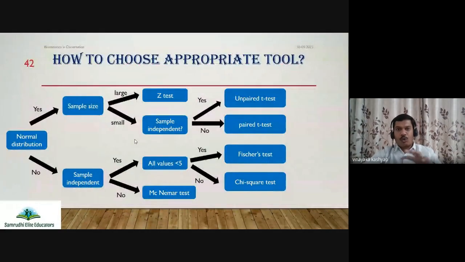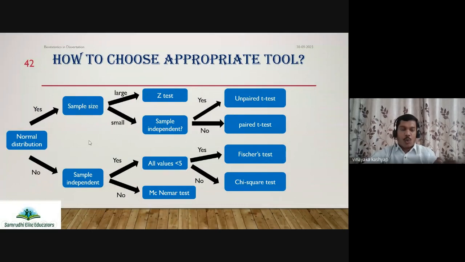Now, to simplify how to choose, first you will get to know whether it's a normal distribution or not. If you think it is a normal distribution, that is, when the mean, median, and mode are coinciding, then see the sample size. What is your sample size? Is it a large sample size or a small sample size? If it is a large sample size, then go for Z test. Simple.